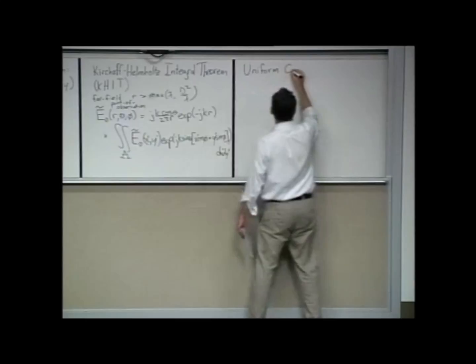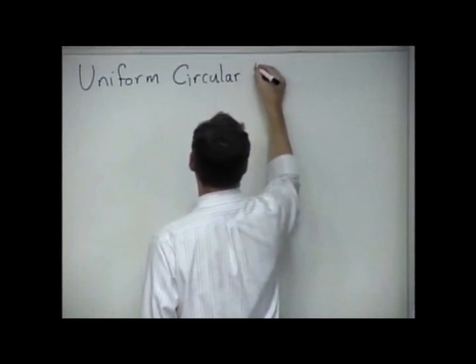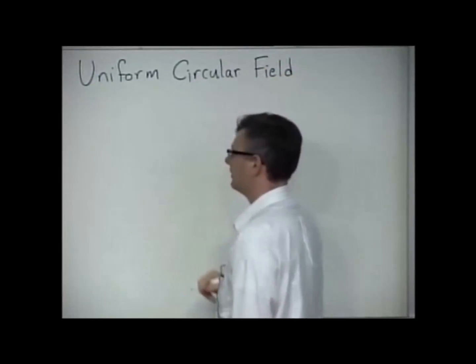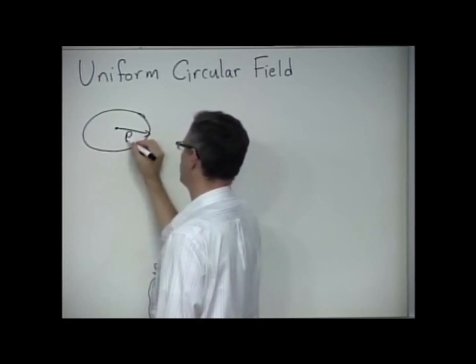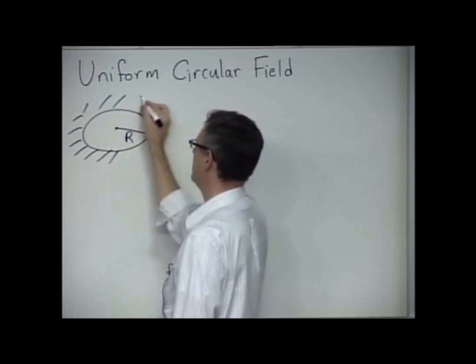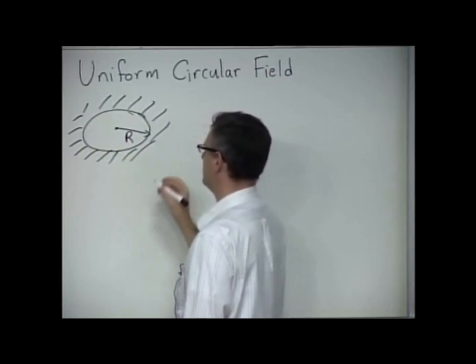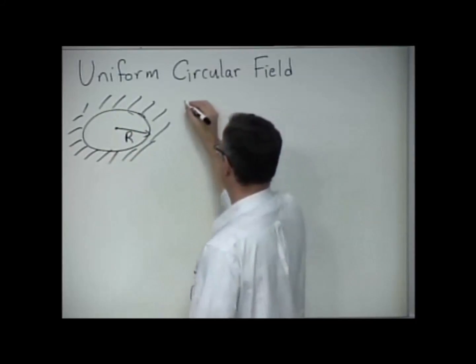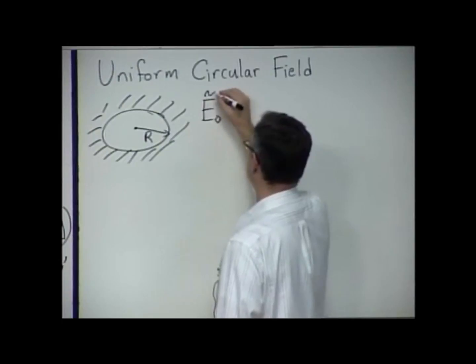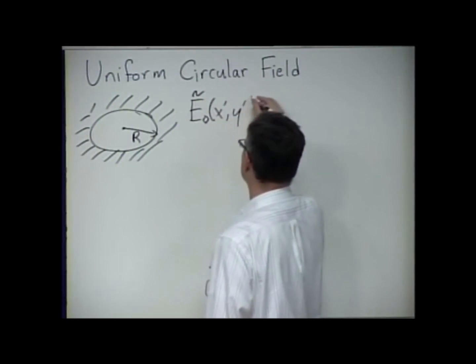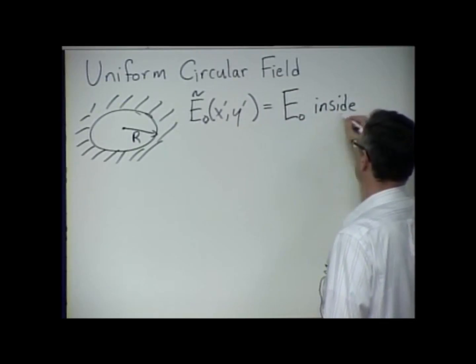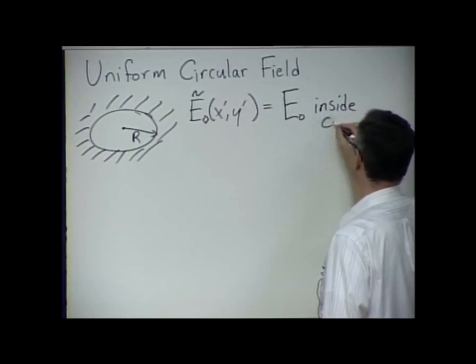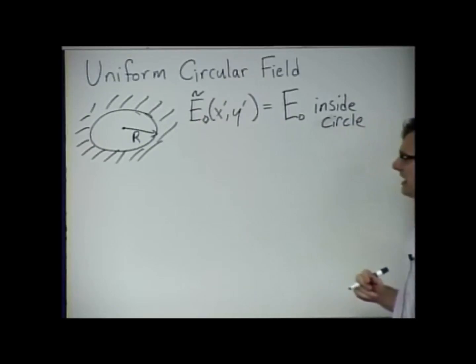Uniform circular field. So, in this instance, our aperture is going to be a perfect circle centered at the origin with radius capital R. Everything outside that circle is field equals 0. And everything inside the circle is going to be a constant, E naught, inside the circle. And so now let's go ahead and set up the integral for this problem.